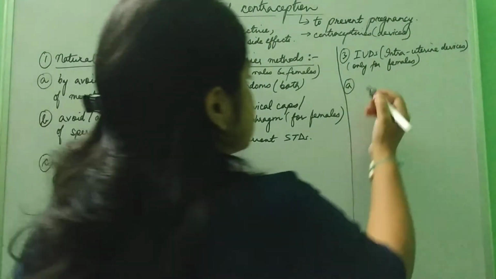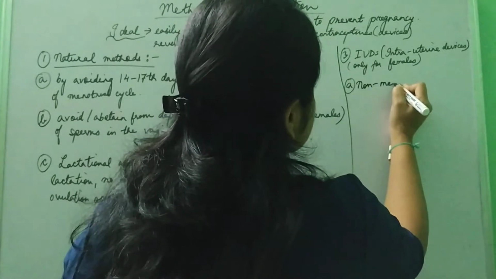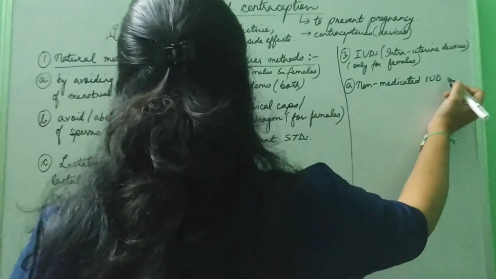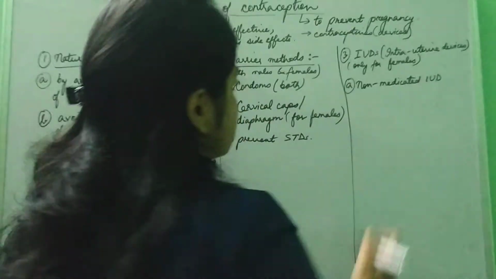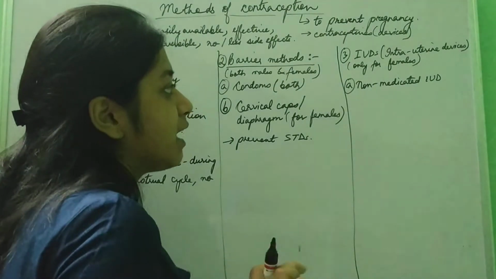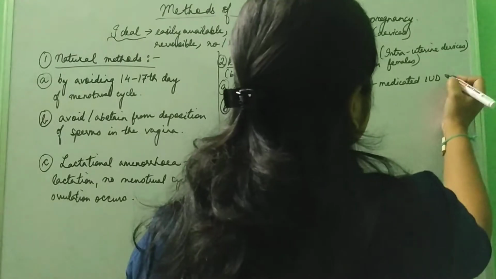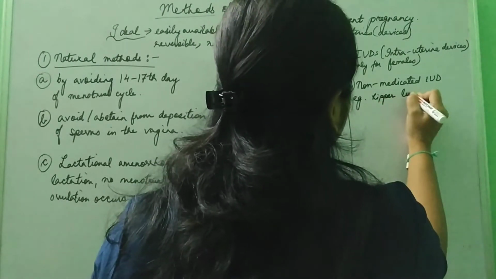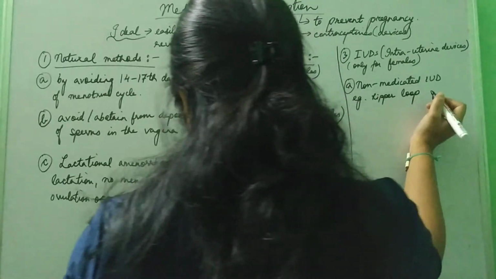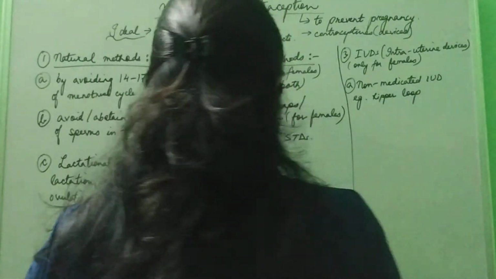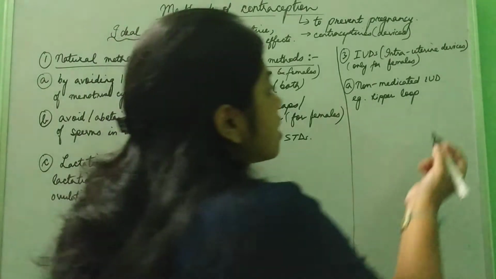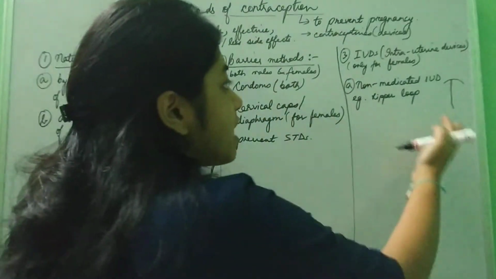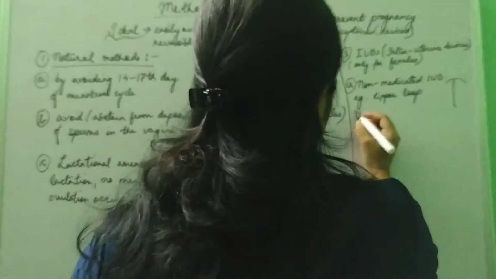So first is non-medicated IUD. Non-medicated IUD is implanted in the uterus and does not contain any medicine. Example is Lippes loop. Lippes loop is an example of non-medicated IUD. These are devices having the structure of a T like this, and these are implanted in the uterus. So this is the first type.